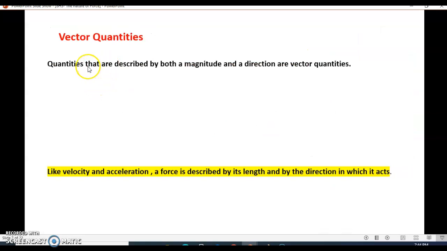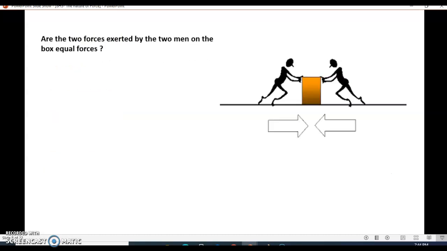Vector quantities. Prerequisite: quantities that are described by both magnitude and direction are vector quantities. Examples: velocity, acceleration, and forces. We discussed velocity and acceleration in the previous lessons. Now we're going to talk about forces. Like velocity and acceleration, a force is described by its magnitude and by the direction in which it acts. A force vector is described by the length and the direction.